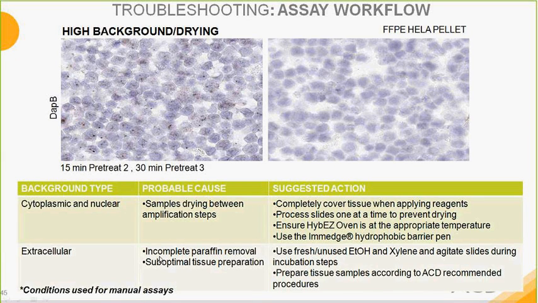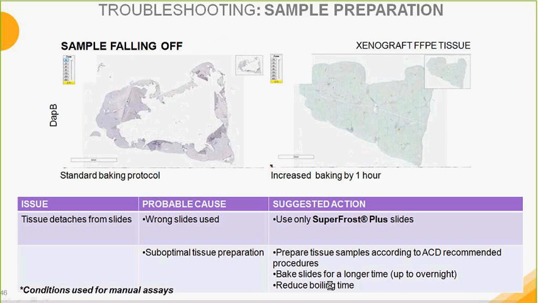Some other reasons why you may see this staining pattern, particularly the hazy background, are incomplete paraffin removal and suboptimal tissue preparation. To make sure that your paraffin is completely removed, make sure you're using unused fresh xylene and ethanol. And also make sure that you're moving your slides up and down as recommended in the protocol to make sure that the paraffin is removed. You should also prepare samples as recommended in our manuals.